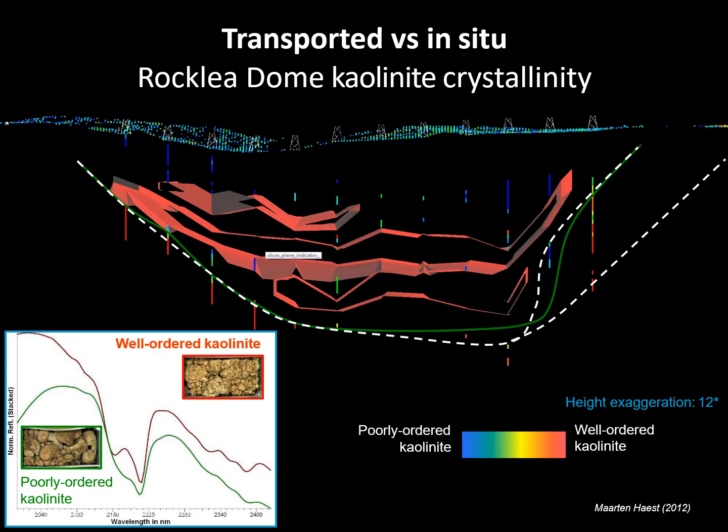For instance, here at Rockley Dome, the poorly ordered kaolinite occurs in the cover sequence. This is a paleo valley here, and below we get the well-ordered kaolinite in red, so that each drill hole goes from poorly ordered and transitions to well-ordered as you go down the drill hole, delineating the bottom of the valley, which would otherwise be quite difficult to see.